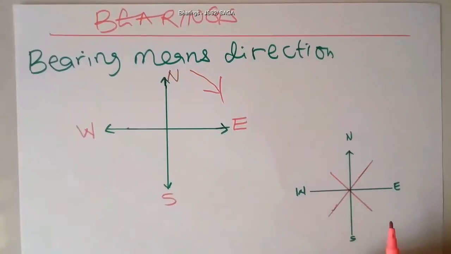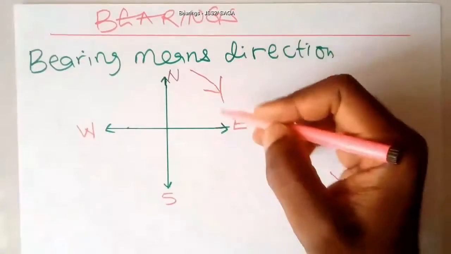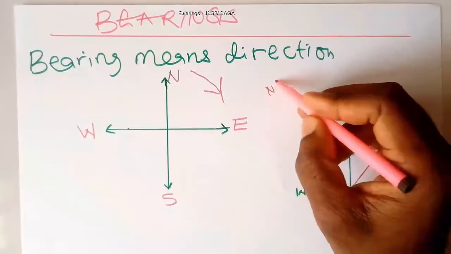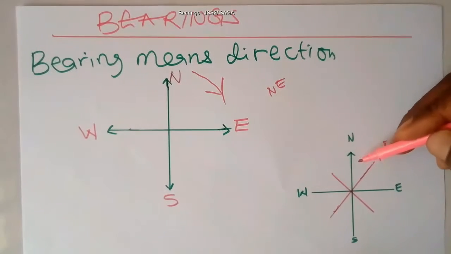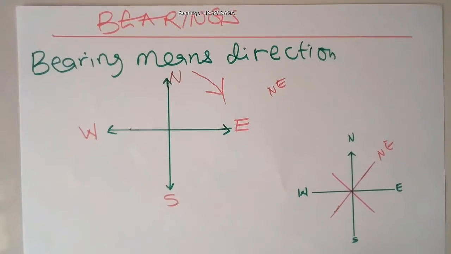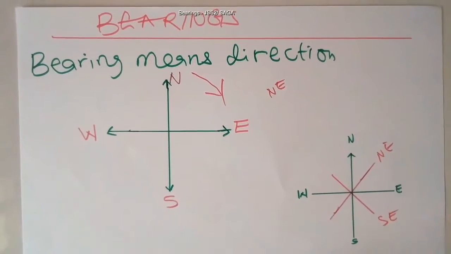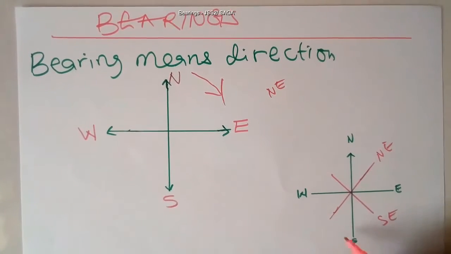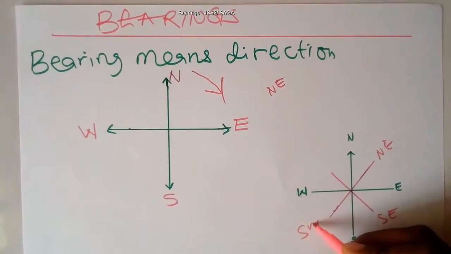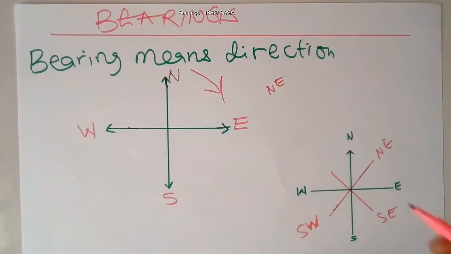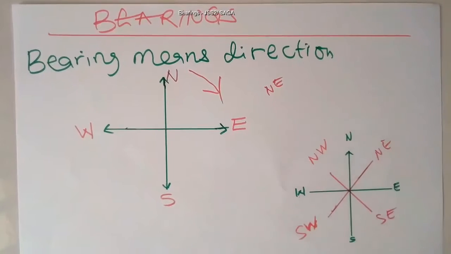Apart from that, we also have secondary directions. Remember, we don't say east north, we say northeast. This region is northeast, sharing a boundary between north and east. This one is between south and east, but we don't say east south, we say southeast. Here also we don't say west south, rather southwest. And here is northwest. We measure bearing starting from the north.